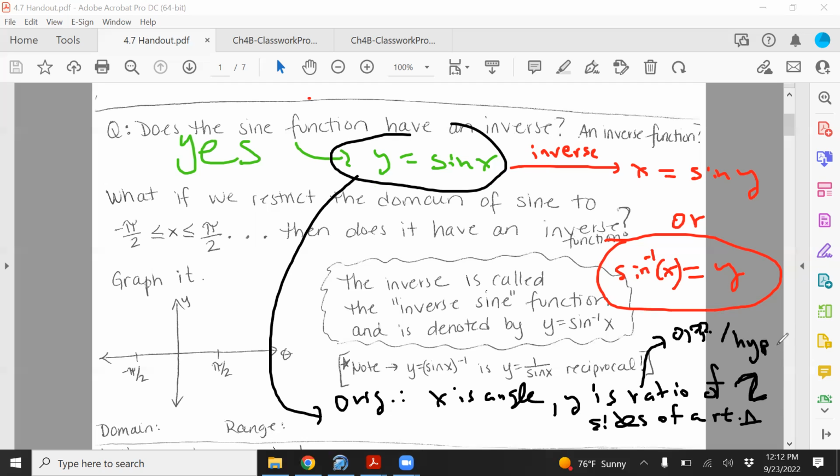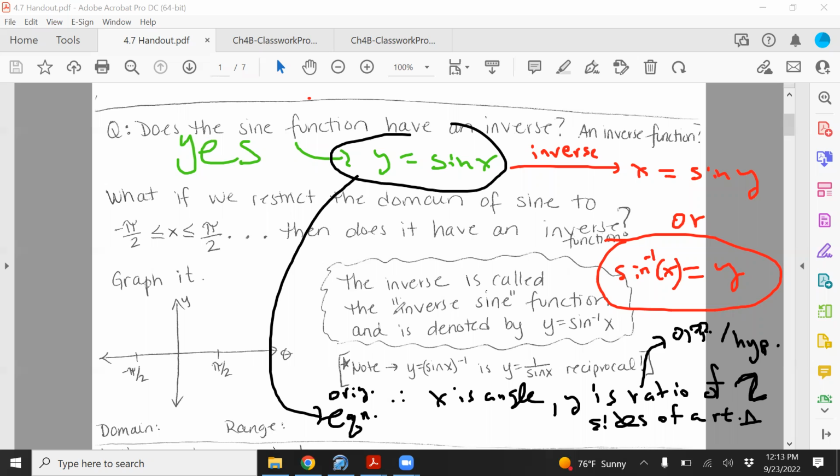The original equation. Let me rewrite that. Okay, the original equation right here. y equals sine x. x is an angle. So we put in an angle like 30 degrees, 45 degrees, or pi over 6, or pi over 2, radians, degrees, whatever. And the output was opposite over hypotenuse, right? So this is what we expect.